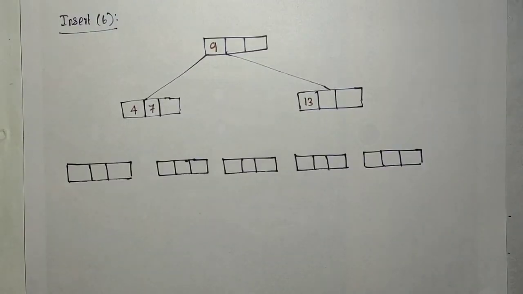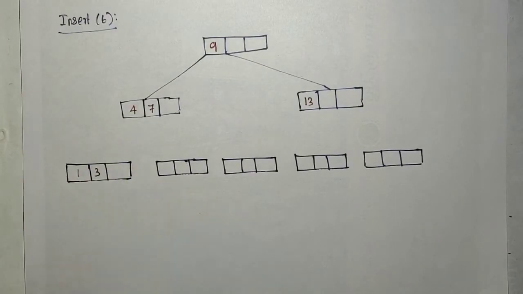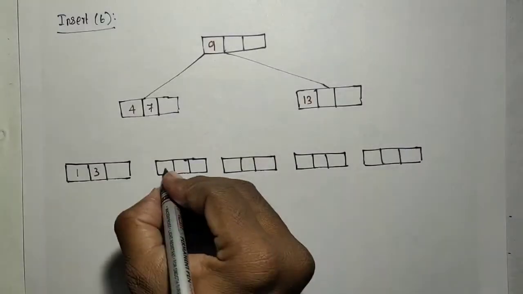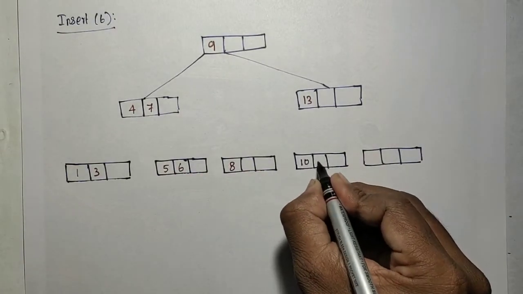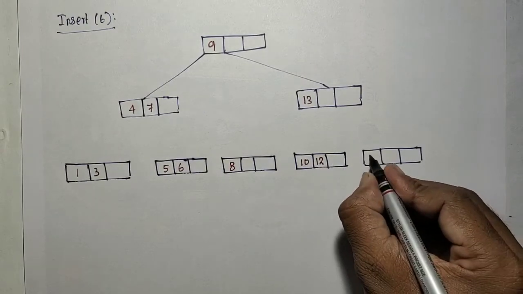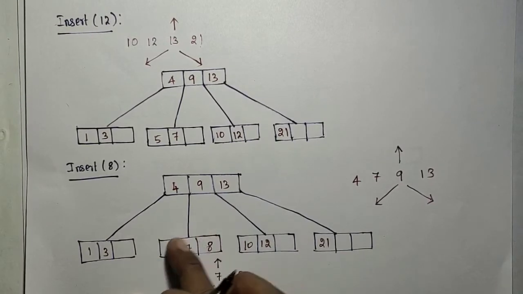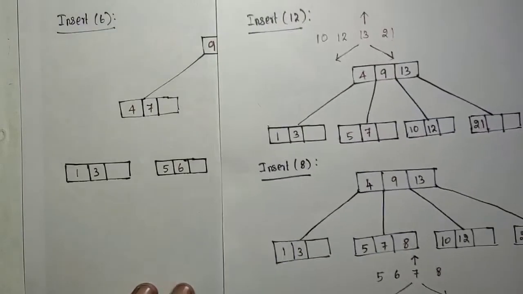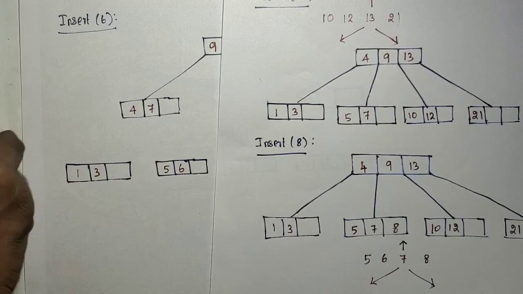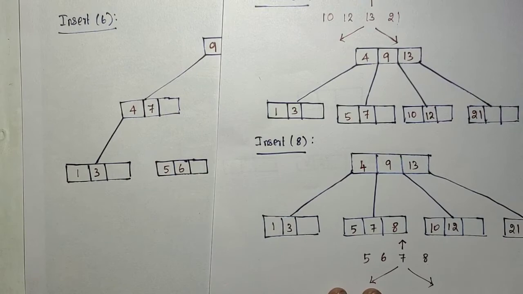Okay, so we will fill this 1, 3. The next one is the 5, 6, and next one is the 8, and no change in this 10, 12 and 21. I think this is the only change we have made. There is no change in that 1, 3, 10, 12 and 21. 1, 3 was previously the left of the 4. So that can be kept as it is. That is, 1, 3 is the left of the 4. So we can join this 1, 3 as the left of the 4.